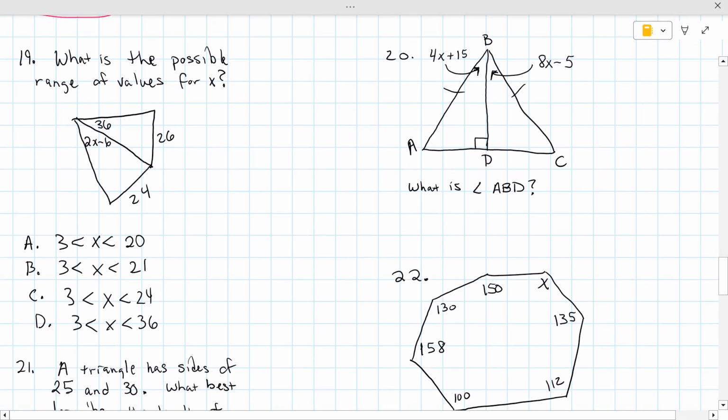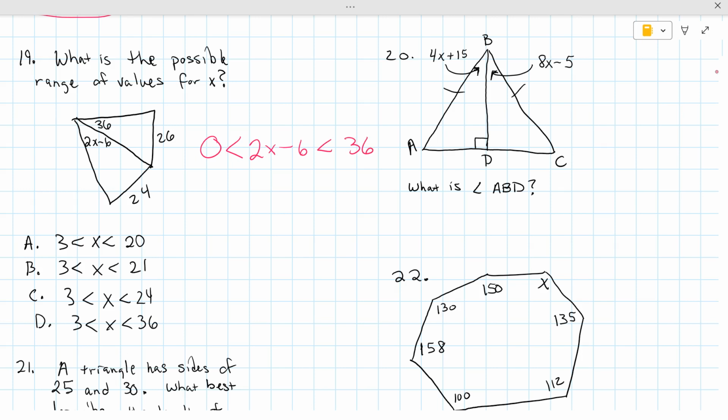Possible range of values for x. Now, an angle can't be 0, can it? Or any smaller than 0. So 0 is the smallest it can be. And then you put in the 2x minus 6. And then you put in the 36.